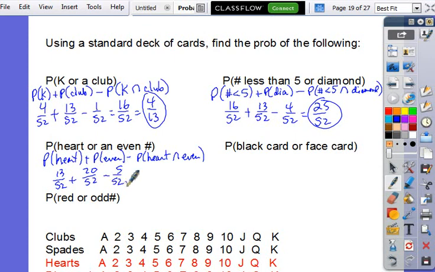One more time. You can type this in right here on the calculator and it'll go straight to the answer. Now I'm going to do this and just add them up. Get 28 over 52. Simplify to 7 over 13.